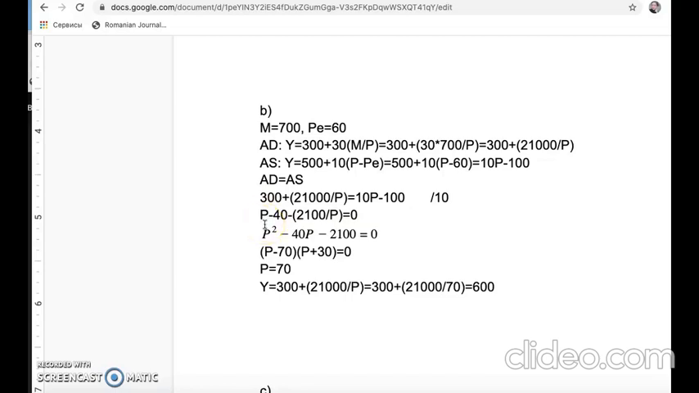Multiplying through by P gives us the function like this, and this can be factored as (P minus 70) multiplied by (P plus 30) equals 0. We know that P cannot be negative, so P equals 70. From the AD curve, our price will be 70. So from the AD curve, we can find output, which is 600.